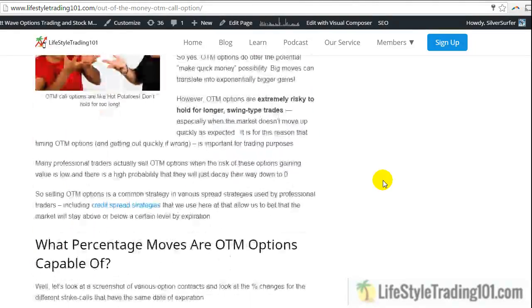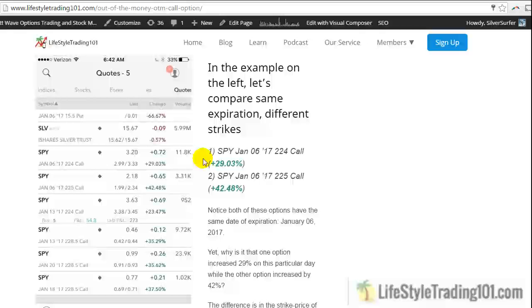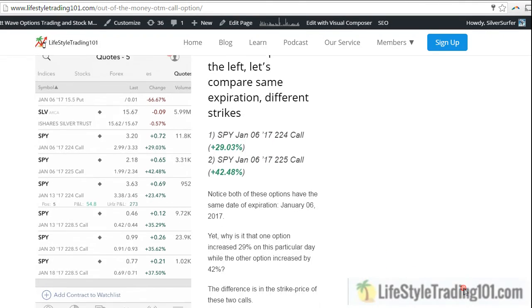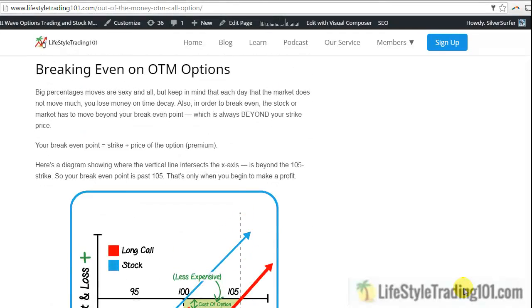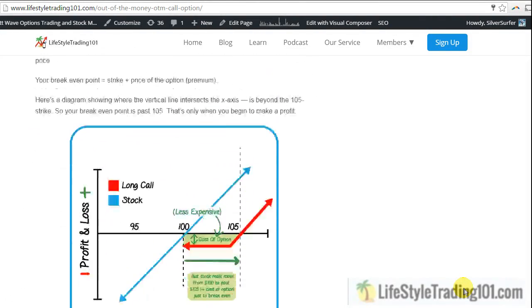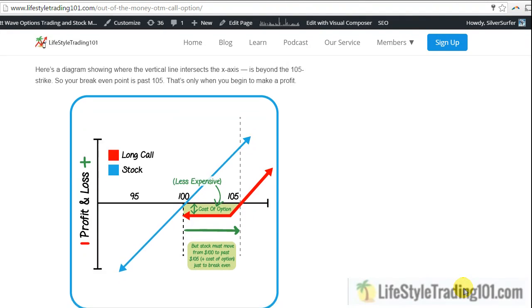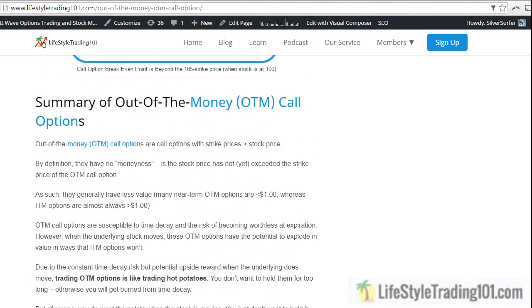We're also going to talk about specific option examples in the SPY S&P 500 ETF. We're going to look at various pairs where we have the same expiration but different strike prices, and how that affects the specific return on capital when you buy that option versus another option. We'll go through 3 different examples of that and generally talk about the break-even point for the out-of-the-money call strategy. And of course, we're going to summarize what we learned.